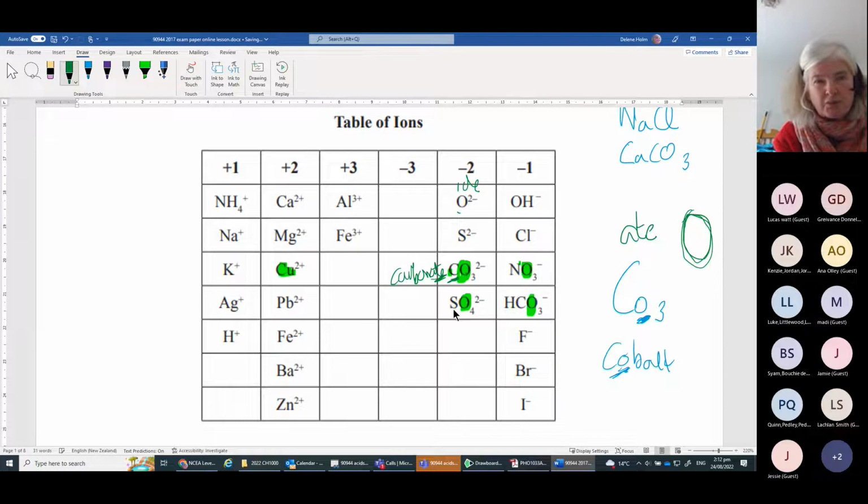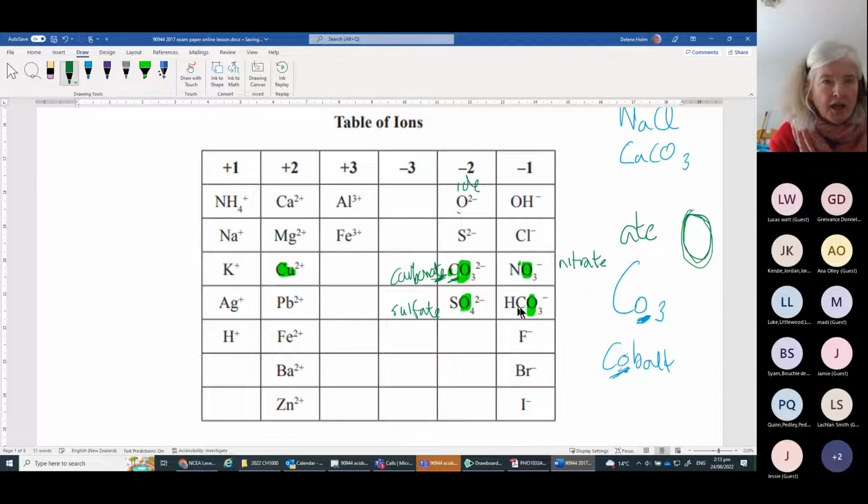Now, sometimes we do abbreviate it. So here we say carbonate, but here we don't say sulfurate. We simply say sulfate. Okay, yeah. Here, again, we don't say nitrogenate. We just simply say nitrate. So nitrogen, we now just say nitrate.